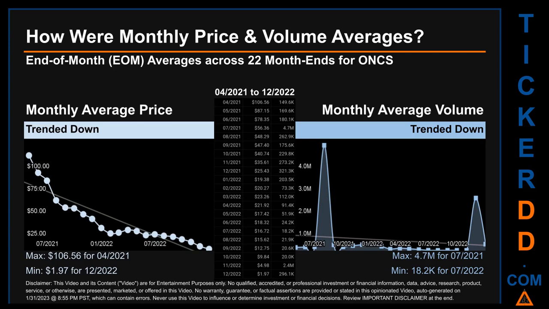Looking at volume, 07/2021 and 07/2022 respectively saw the highest and lowest monthly average volume at 4.7 million and 18.2 thousand.